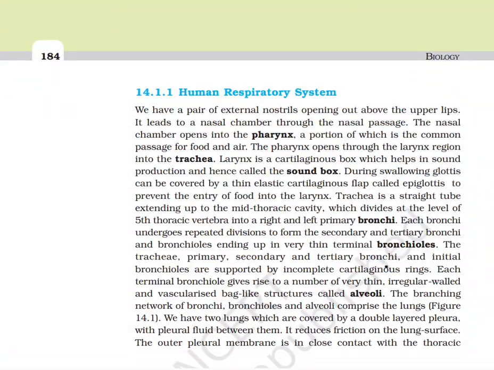Human respiratory system. We have a pair of external nostrils opening above the upper lips. It leads to a nasal chamber through the nasal passage. The nasal chamber opens into the pharynx, a portion of which is the common passage for food and air. The pharynx opens through the larynx region into the trachea. Larynx is a cartilaginous box which helps in sound production and hence is called the sound box.